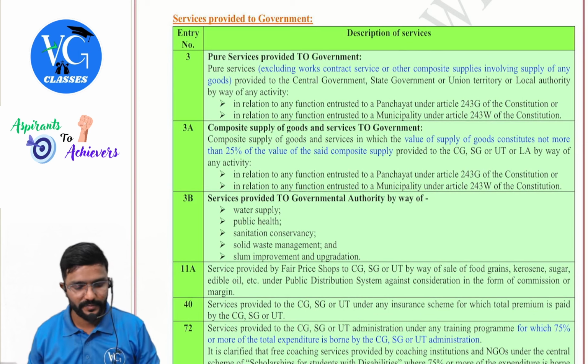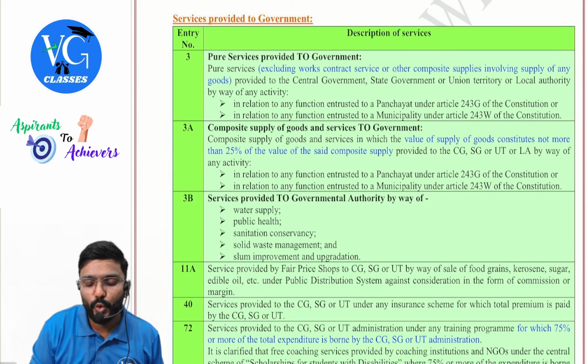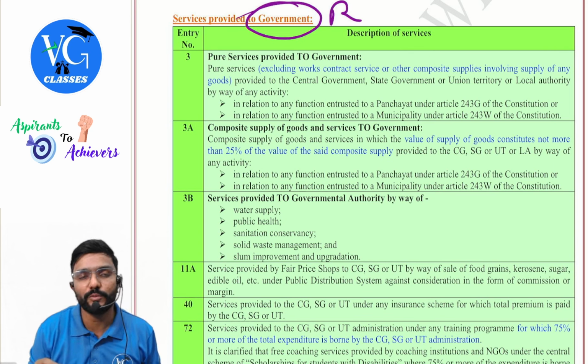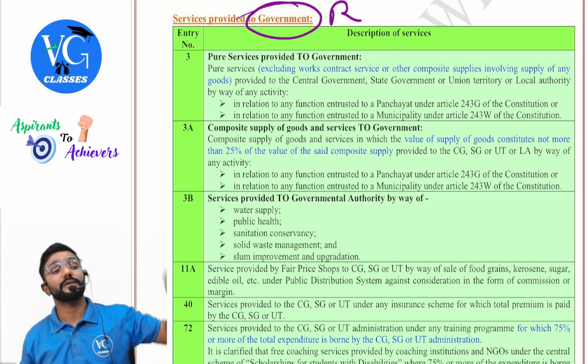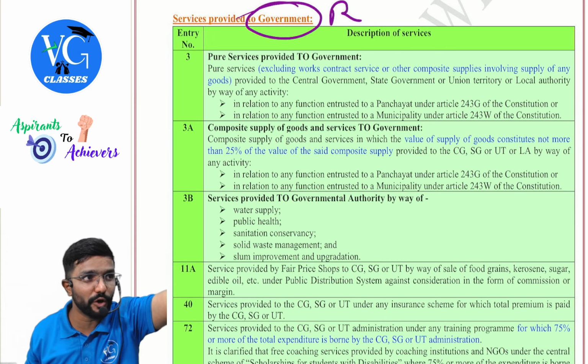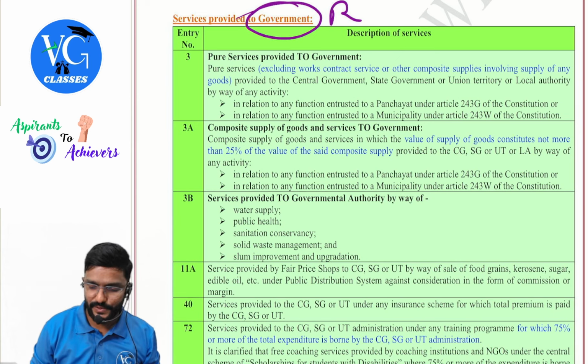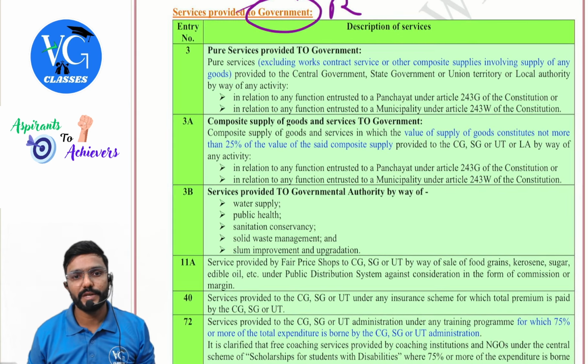Next, services provided to government. Means here government is whom? Recipient, not supplier. We saw already the list of services which is exempt if the supplier is government. Now we are seeing recipient is a government, guys. Okay, so let us see.